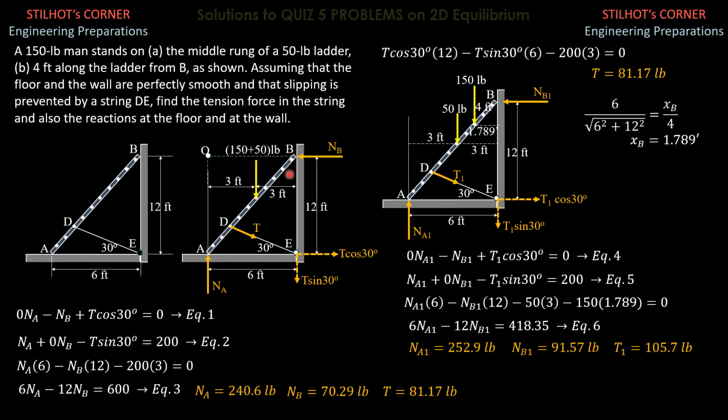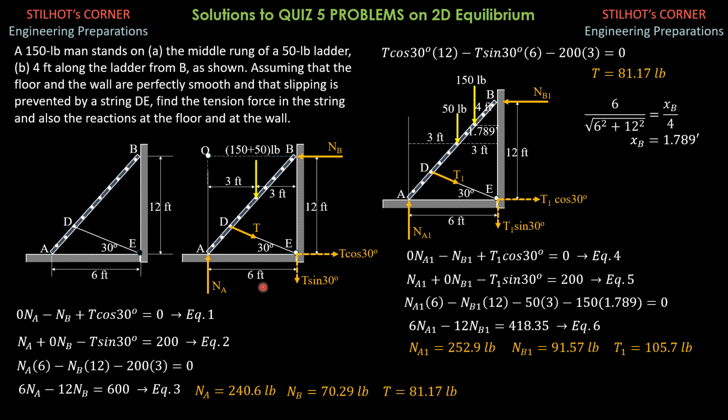So another simple problem in 2D equilibrium. A 150-pound man stands on A, the middle rung of a 50-pound ladder. Then letter B, second part, 4 feet along the ladder from B as shown. Assuming that the floor and the wall are perfectly smooth and that slipping is prevented by a string DE, find the tension force in the string and also the reactions at the floor and at the wall.